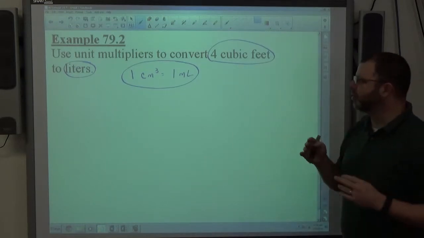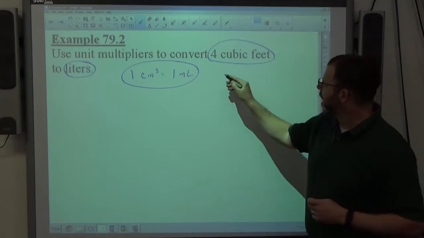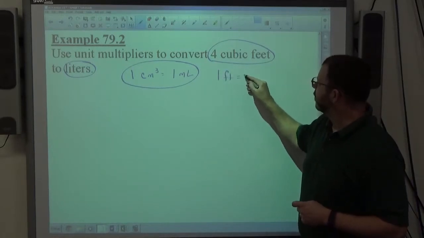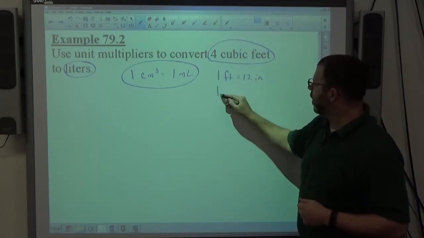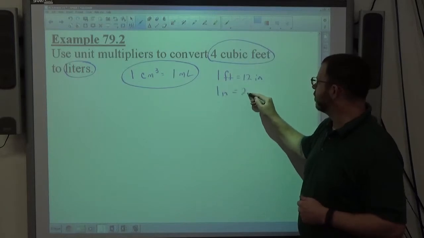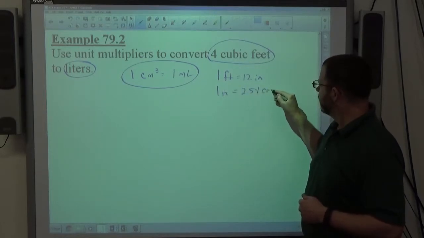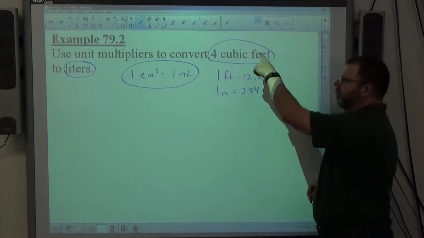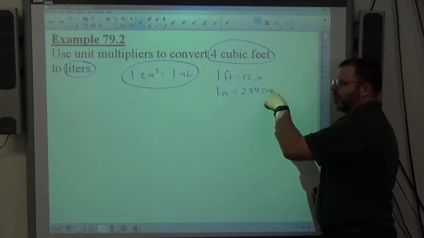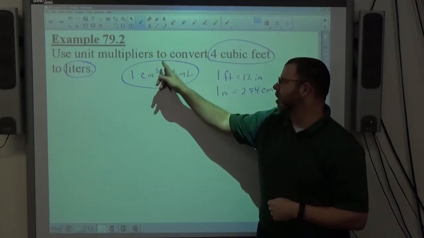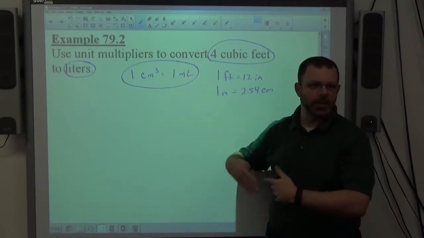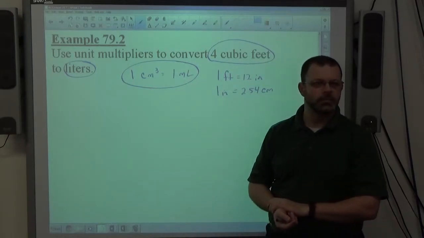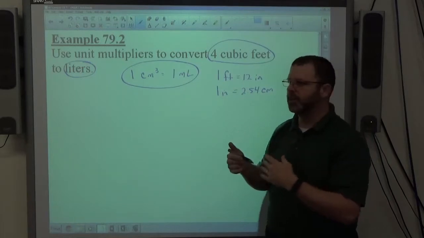All the other stuff that we know about units: I know that 1 foot is equal to 12 inches. I know that 1 inch is equal to 2.54 centimeters. So if I go from cubic feet to cubic inches to cubic centimeters, that gets me over to milliliters, and then once I get to milliliters, I can go to liters. So that's the process that's going to happen here.